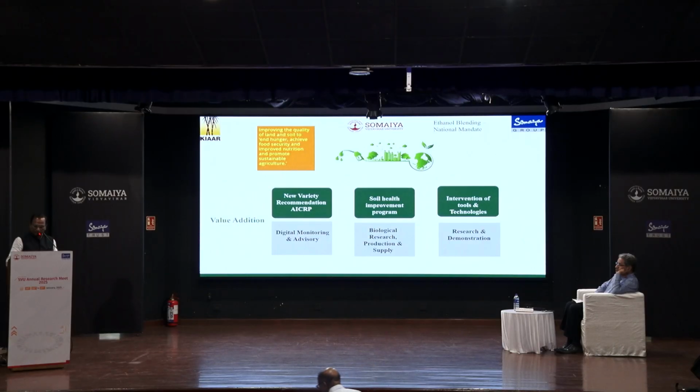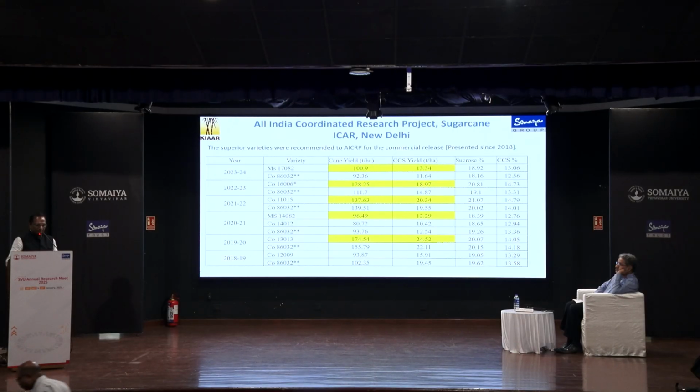Then demonstration for the farmers. So these are some of the varieties which we recommended in the last 5 years, which are commercialized. The yellow color highlighted ones are from our center, which were having the data in brief.